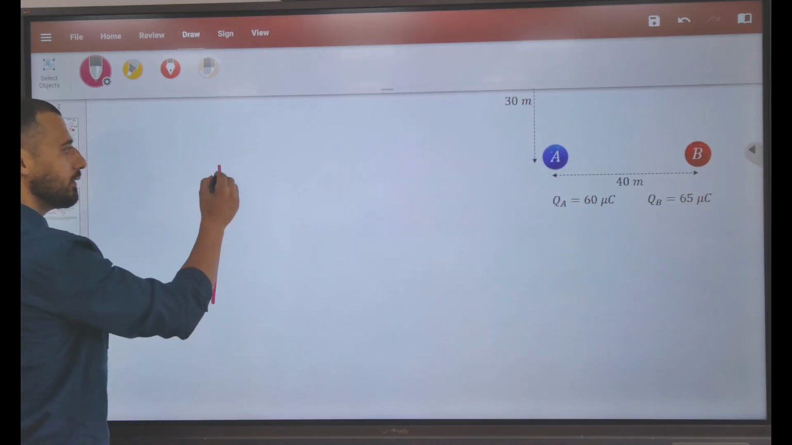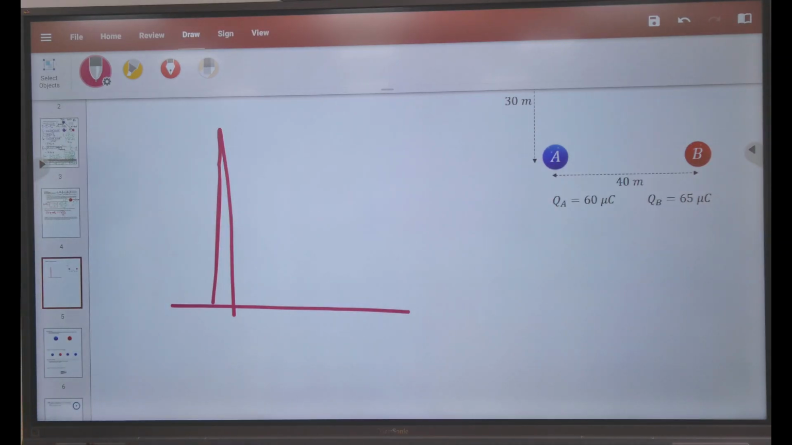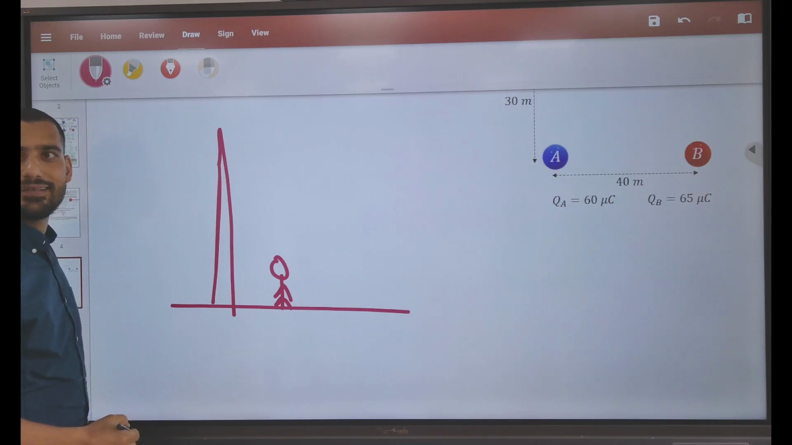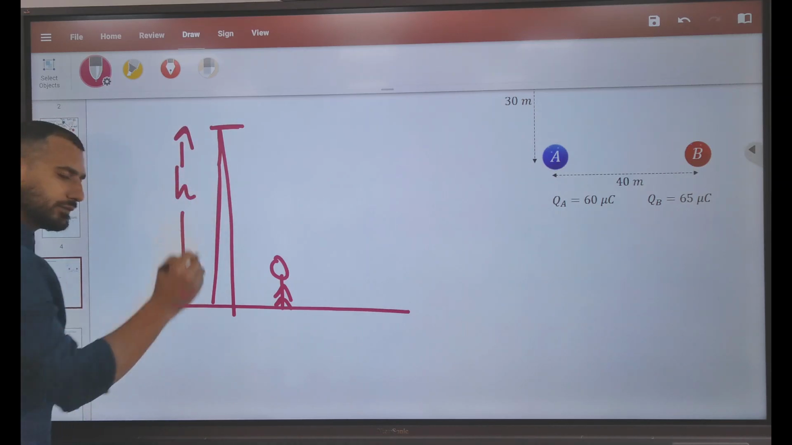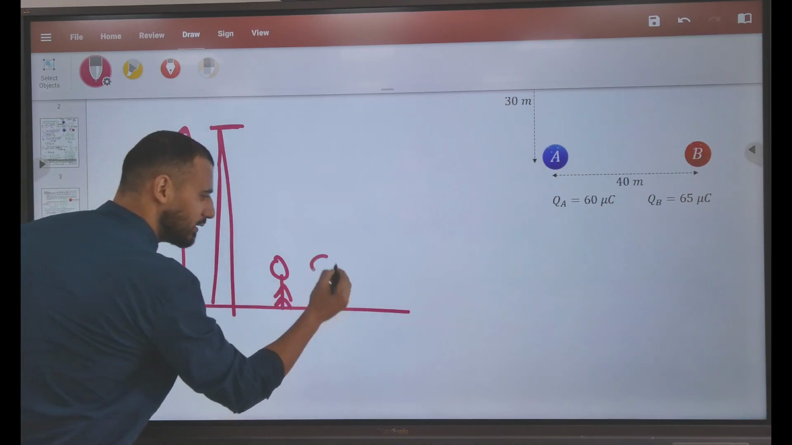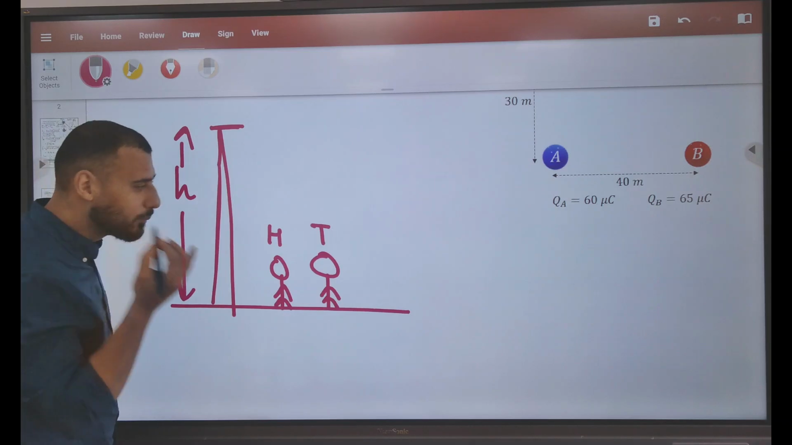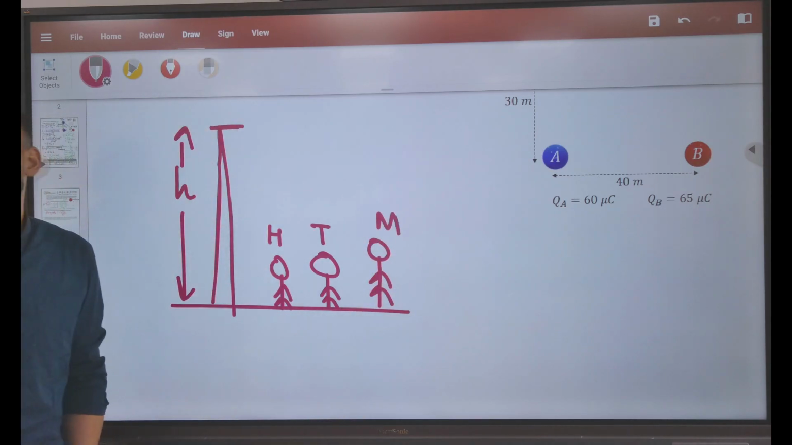For example, this is Burj Khalifa. Okay? And there is Hiba. She wants to be on the top. The height of Burj Khalifa is h. Is that fine? Hiba wants to go up. And there is one more. Say there is Tagreeb. And I can put Mr. Maid as well.